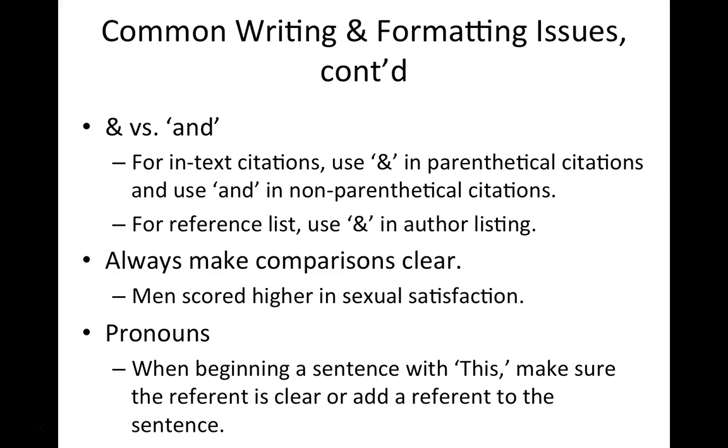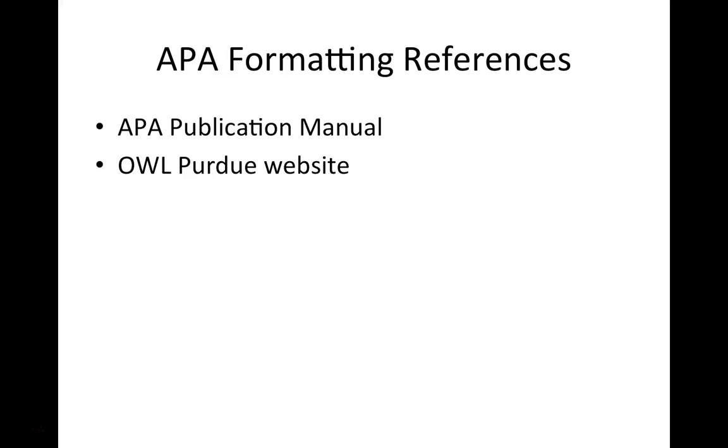A common one that I also get is when you start a sentence with the word "this." So, "this exemplifies, whatever," or "this is an excellent example of blah, blah, blah." Make sure that reference is clear or add the referent to the sentence itself. I always want to make sure that I know what the "this" is that you're talking about. Sometimes it can be perfectly clear from the sentence before, but it's not always. So you want to read over that and make sure that you're clear about what that "this" is.